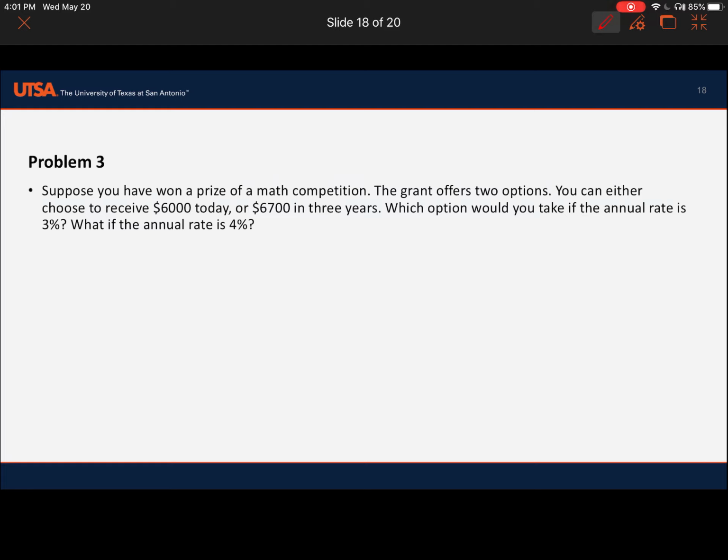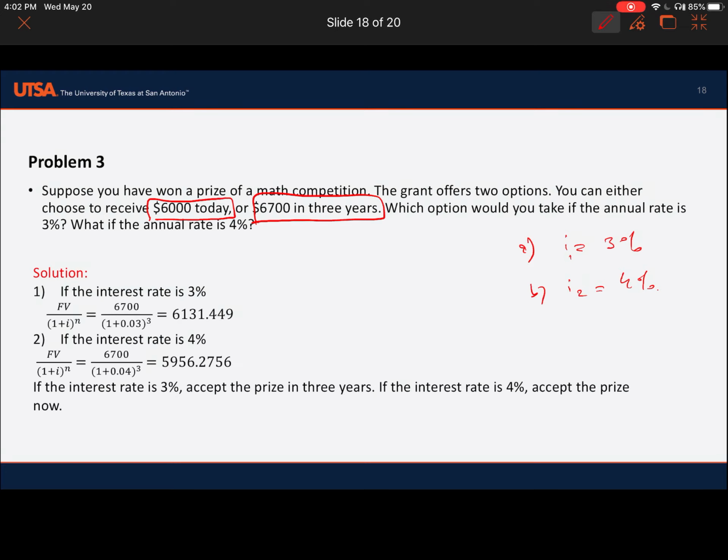Okay, let's solve problem 3. Suppose you have won a prize in a math competition. The grant offers 2 options. You can either choose to receive 6,000 today or 6,700 in 3 years. Which option will you take if the annual rate is 3%? What if the annual rate is 4%? So, okay, there are 2 options. I1 is 3%. I2 is 4%.